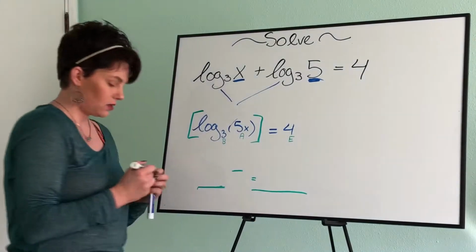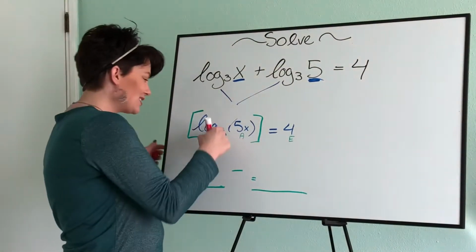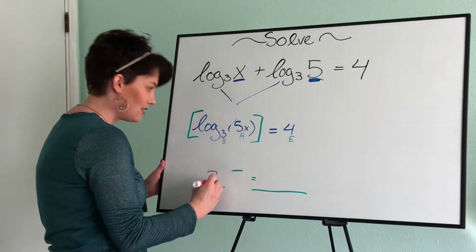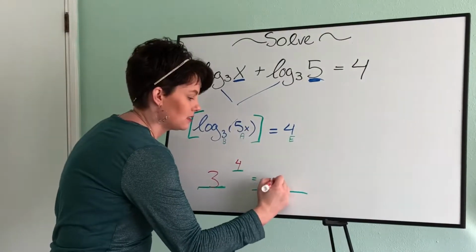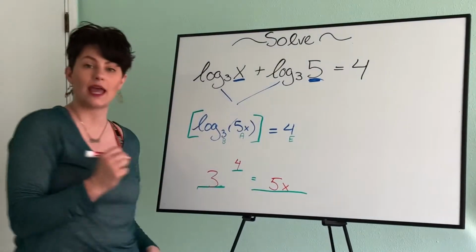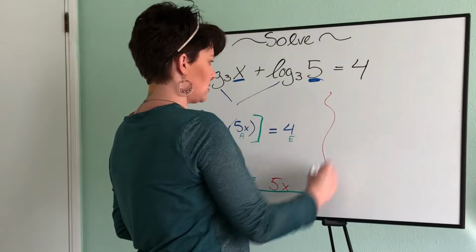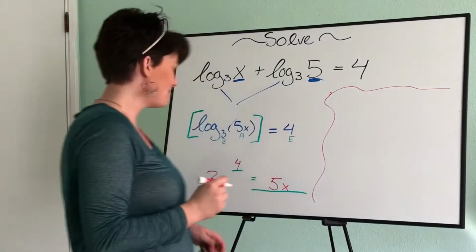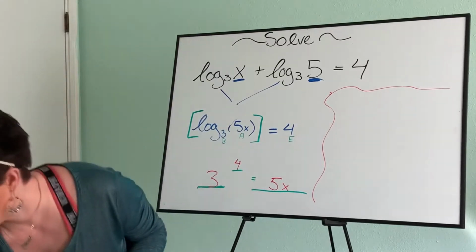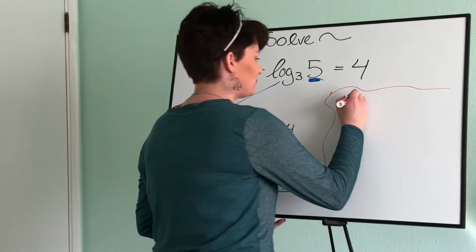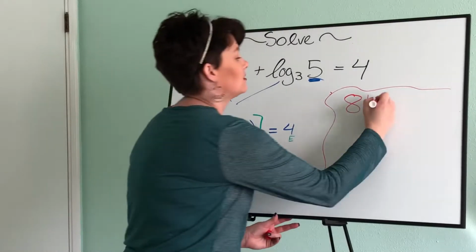So get a new color. So my base is 3, my exponent's 4, and my answer's 5x. Okay, just like in the last example, now we're going to make some more space for ourselves. There we go. 3 to the 4th, I wrote this down too so I wouldn't mess it up. 3 to the 4th is 81. Equals 5x.